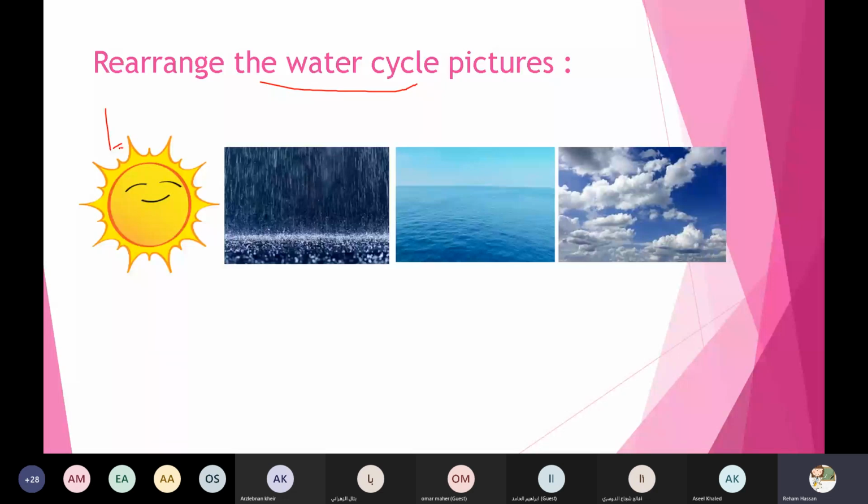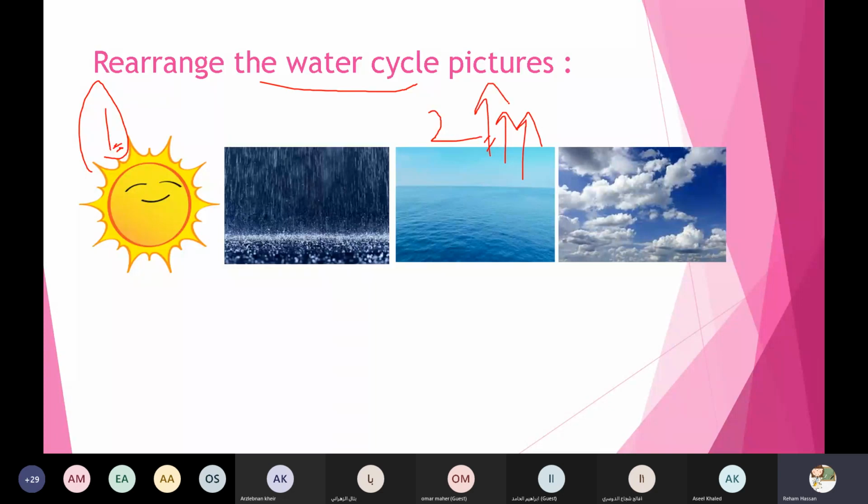So the sun warms the water. This is number one. Where is number two? The water, here, number two. So the sun warms the land, the air, and the water. And as the sun warms the water, some water turns into water vapor.